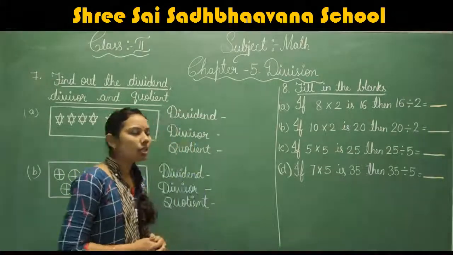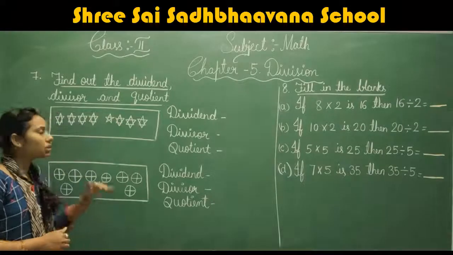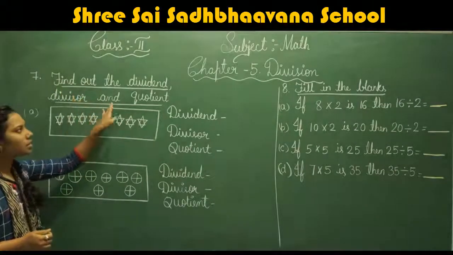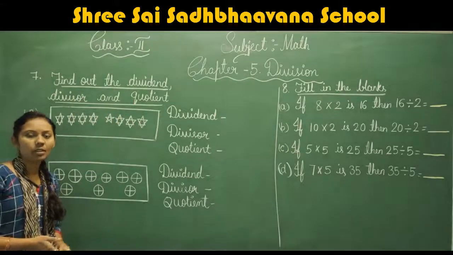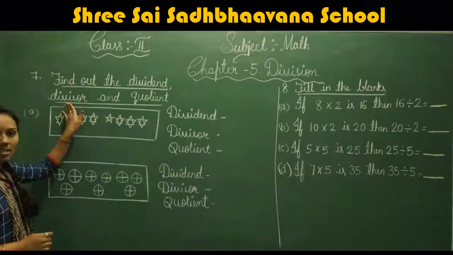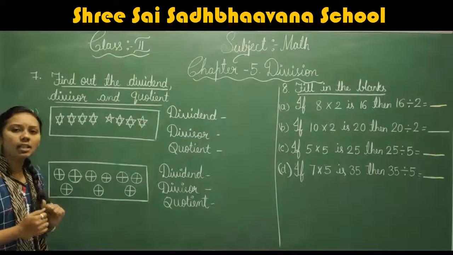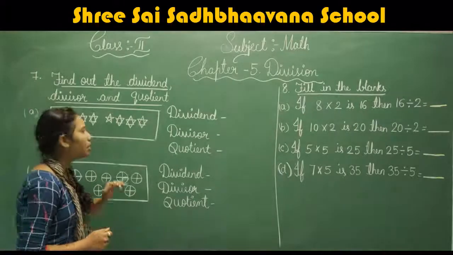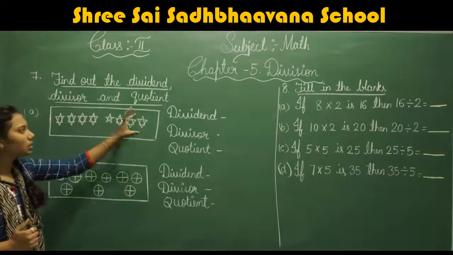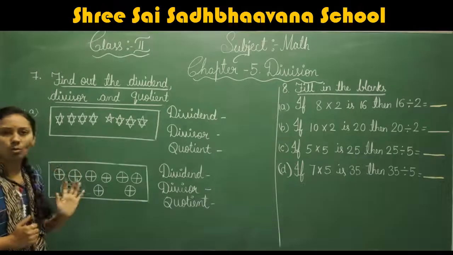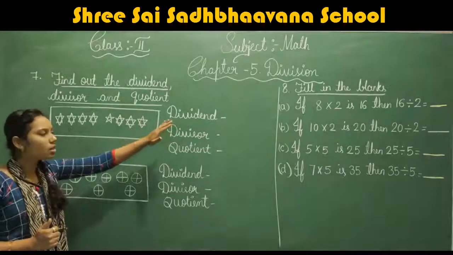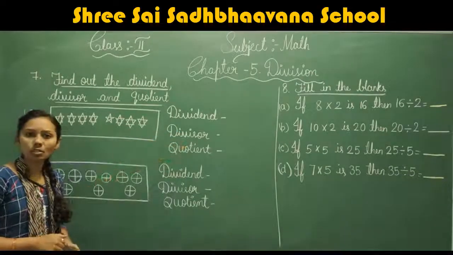So in your textbook we are going to do the 7th question, that is find out the dividend, divisor and quotient. What you are going to find here? You are going to find the dividend, divisor and quotient. Let us see how to find this. Children, see the first question. Here you can find the number of objects in one group. In this we are going to find out the dividend first, after that the divisor, then the quotient.